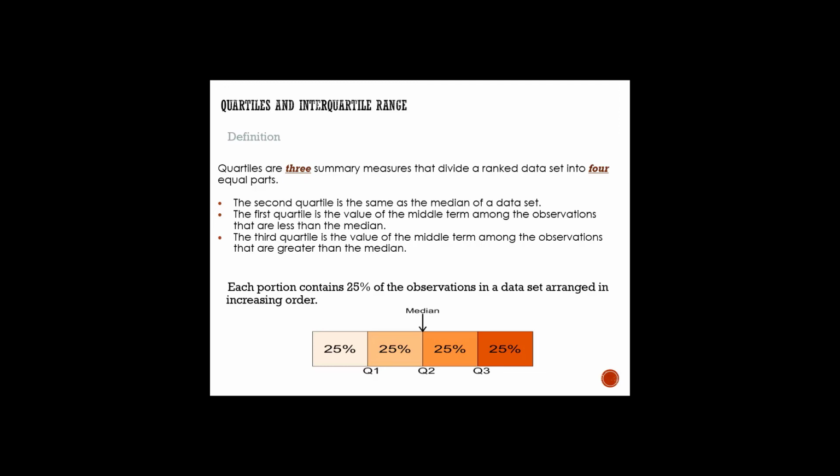And then you look for the first quartile. The first quartile is the value of the middle term of the values that are less than the median. So we take that first half of the data set and split it in 2, and the middle term is our first quartile. We do the same thing with the second half of the data set, and that gives us our third quartile. Now, each portion of our data set contains 25% of the observations between the quartiles.